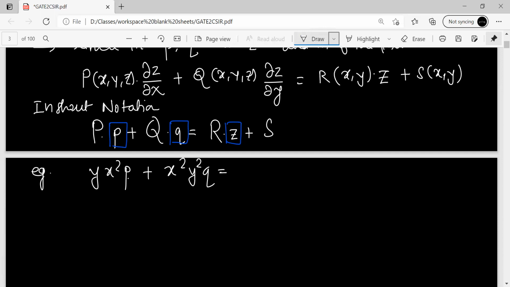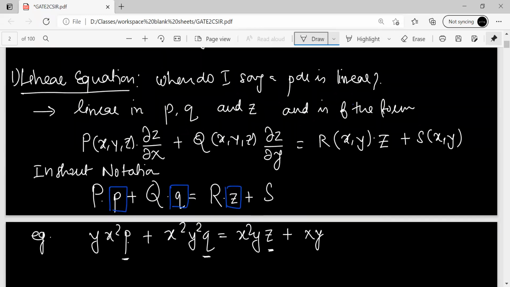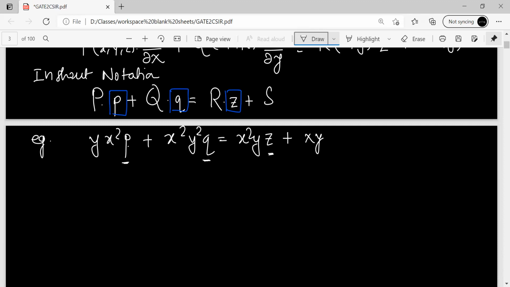Equal to, say, x square y z plus some x or y. Okay, does not matter. Now, if you notice, it is linear in P, linear in Q, and linear in Z. Nowhere have I written such kind of things, which would be non-linear basically. So just remember, for a linear PDE, it should be linear in P, Q, and Z.